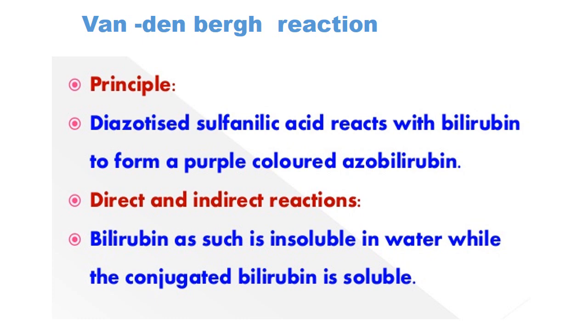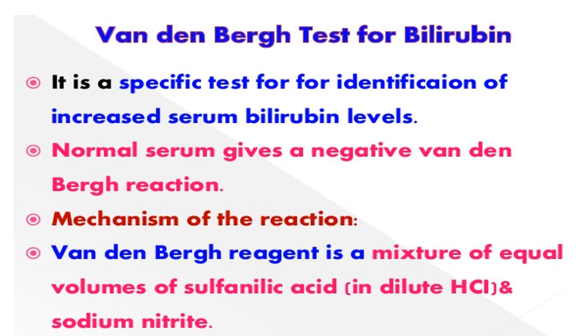Now we come to the Van den Bergh reaction. This is one of the questions that you might have sometimes: direct and indirect Van den Bergh reaction. So the details. First is the principle. We take diazotized sulfanilic acid, and when it reacts with bilirubin, it forms a purple colored azobilirubin. So we have a direct and an indirect reaction. Now bilirubin as such is insoluble in water, but during its passage through the liver, it becomes conjugated.